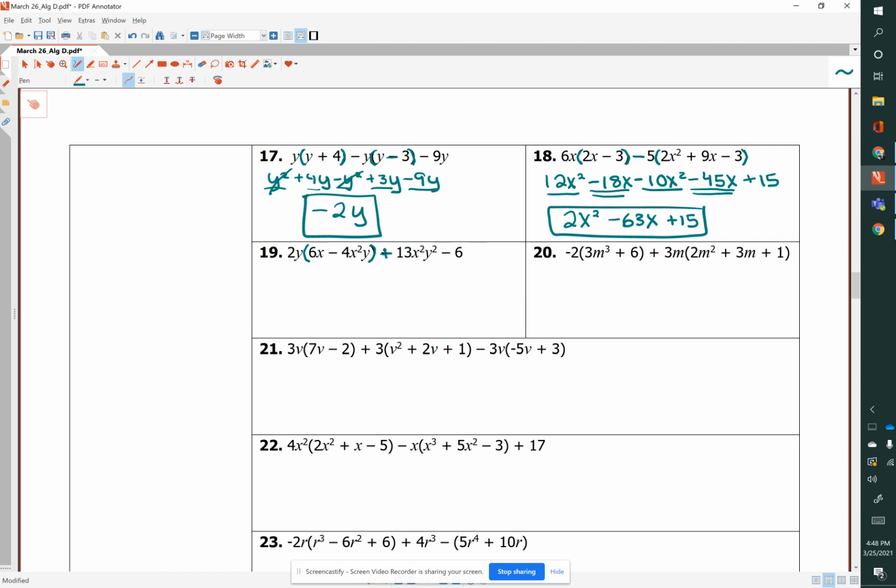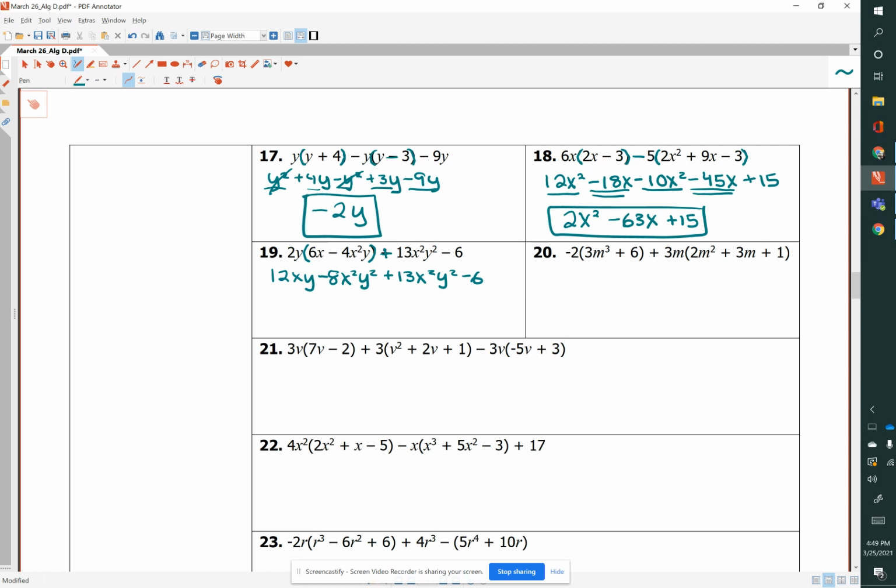And number 19, 2y times the quantity of 6x minus 4x squared y plus 13x squared y squared minus 6. So remember, when you add and subtract, you only combine like terms. We have to have like terms. Let's see if we will after we do this multiplication. So 2y times 6x is 12xy. 2 times negative 4 is negative 8, x squared, y squared. And then we have our 13x squared, y squared minus 6.